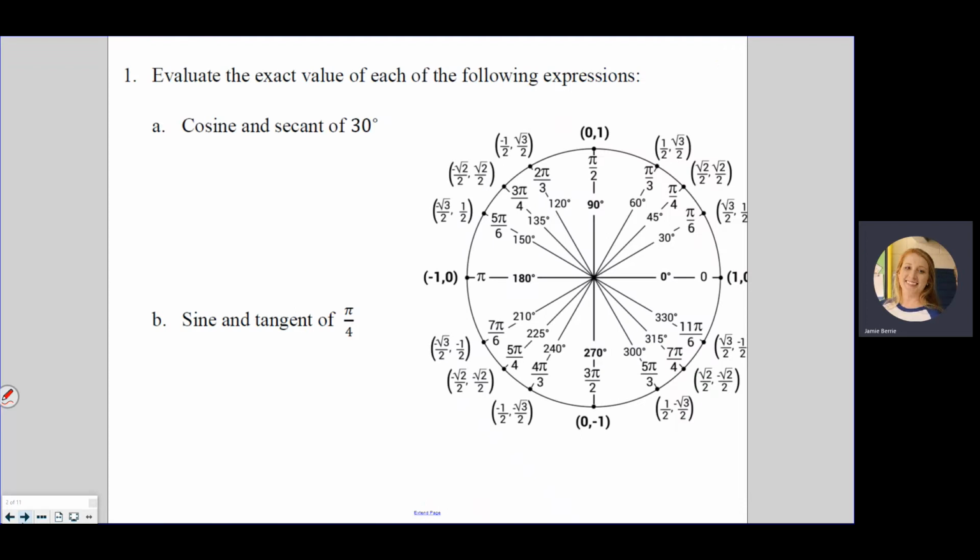All right, so get out your unit circle, let's take a look. It says evaluate the exact value of each of the following expressions. Now, your book is going to tell you a different way to do this, but I just want to show you a little shortcut. Whenever you're looking at the unit circle, cosine represents the x-coordinate, and sine represents the y-coordinate.